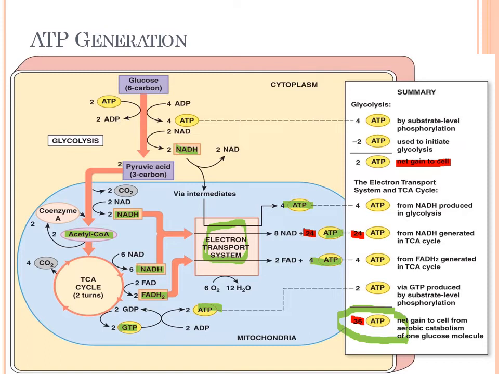So again, glycolysis first, citric acid cycle second, electron transport chain third. So we break down one single glucose molecule and we end up with 32 ATP at the end.